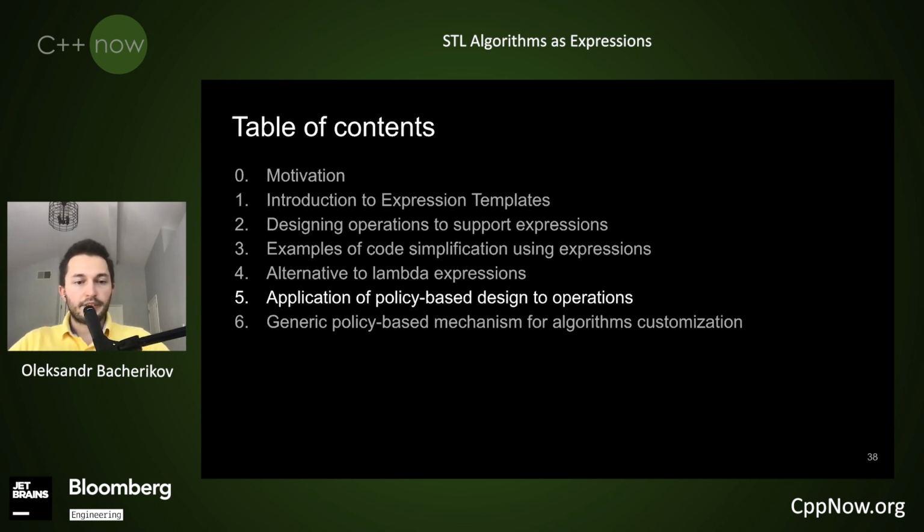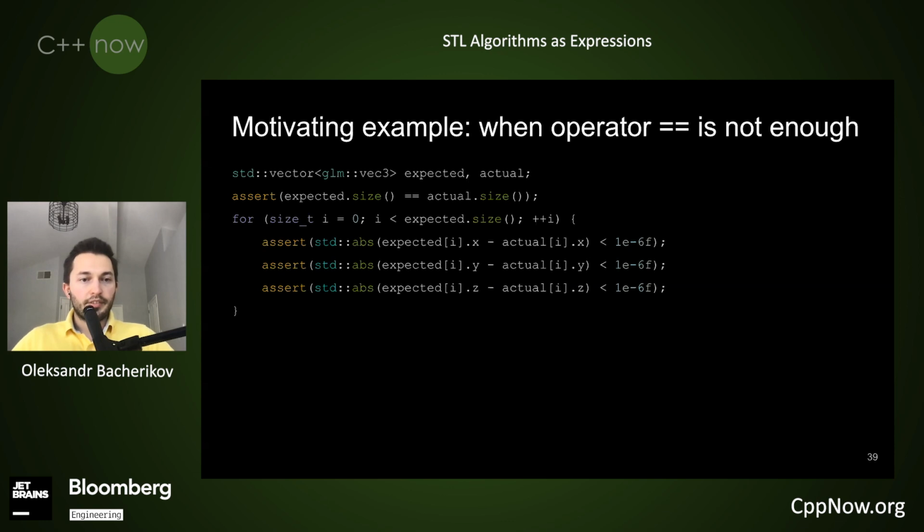Now we actually get to the customization part, and we'll start with the policy design for operations. The motivating example for me was comparing two vectors that store other vectors, like geometrical vectors from the GLM library, for example. And you want to compare them not for exact equality, but with some threshold. So a straightforward way would be to write code like this, which goes through the range and compares all the coordinates.